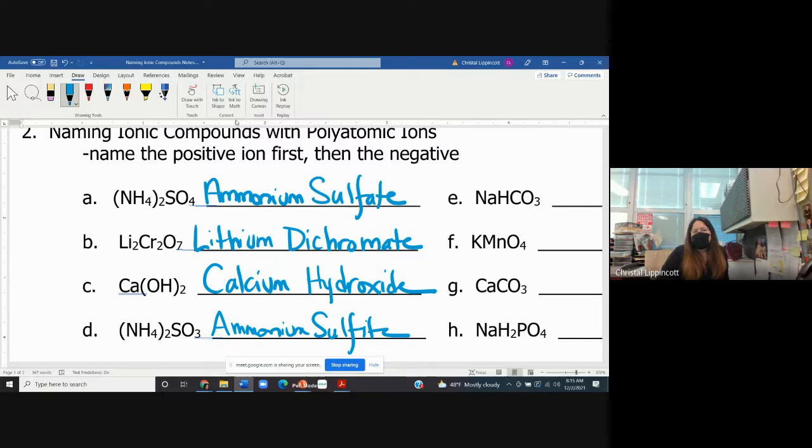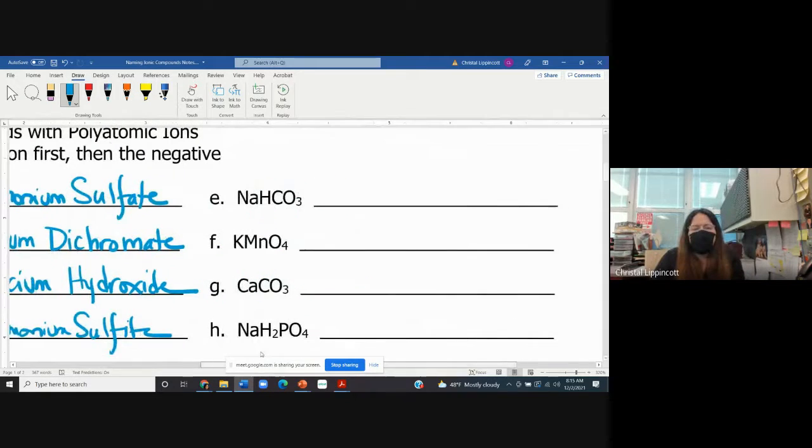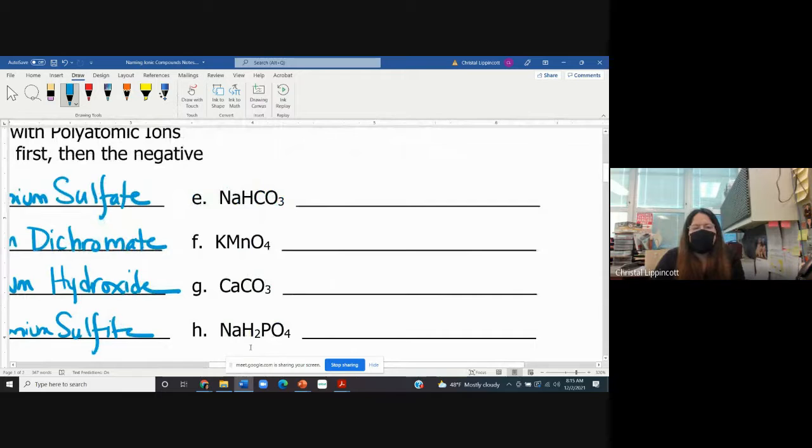Clear up all that clutter. Everybody okay with the first column of that section? All right, see if you can do the next column on your own. And I will put the answers up momentarily.